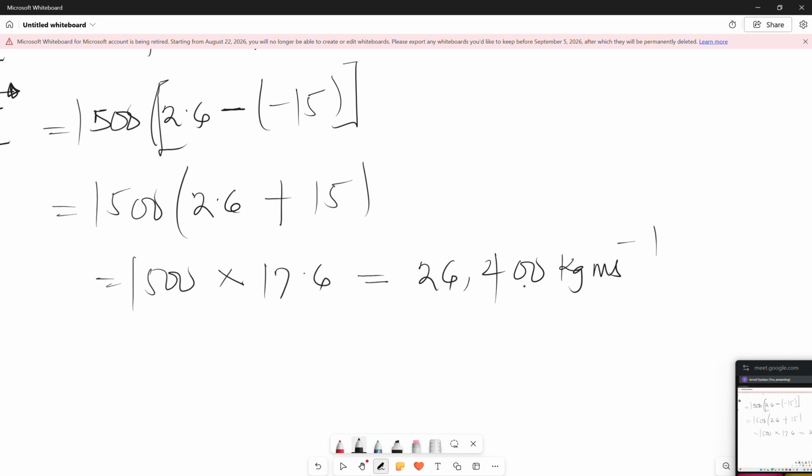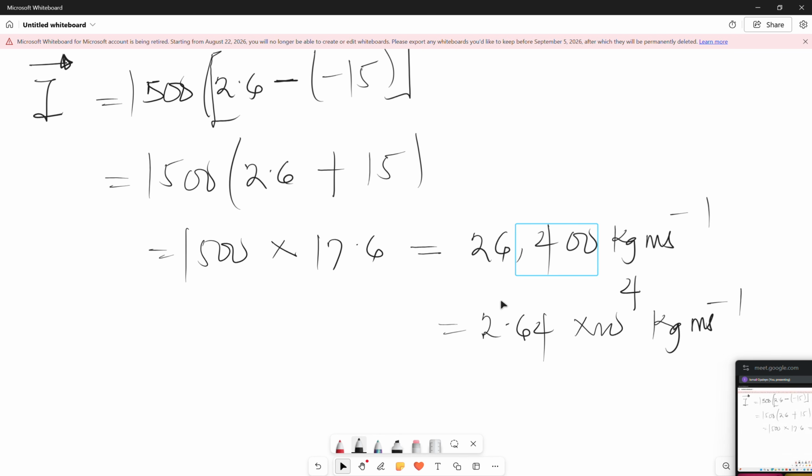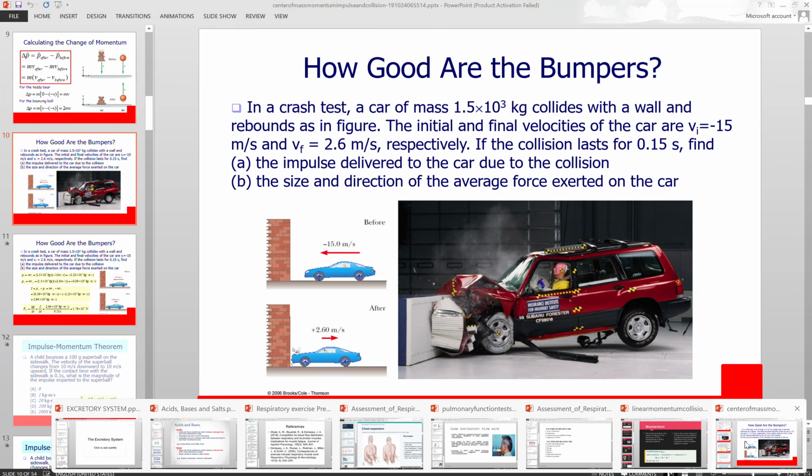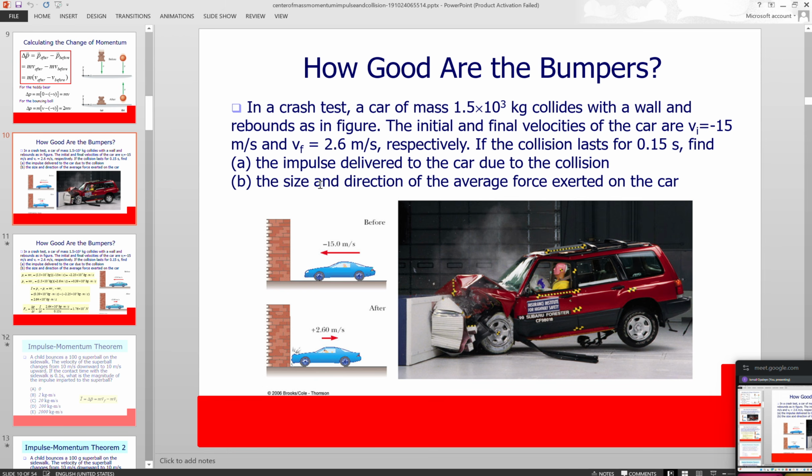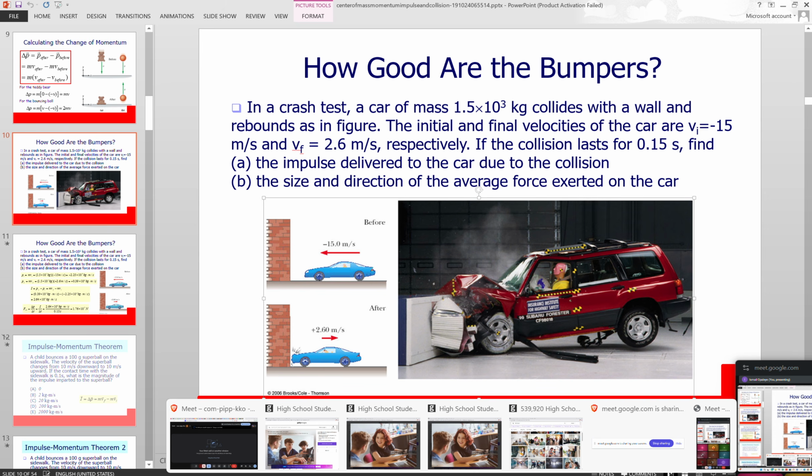So to convert 26,400, this is 1, this is 2, this is 3, this is 4. So we're going to say that is 2.64 times 10 to the power of 4 kilograms meters per second. Okay. So the next question asks for the size and direction of the average force exerted on the car. The size is the magnitude, so you want to solve for the magnitude as well. So let's calculate the force then.